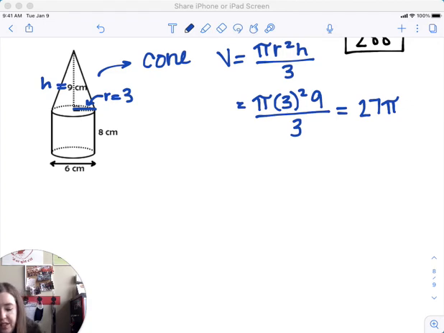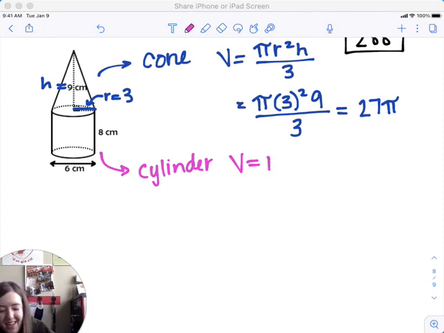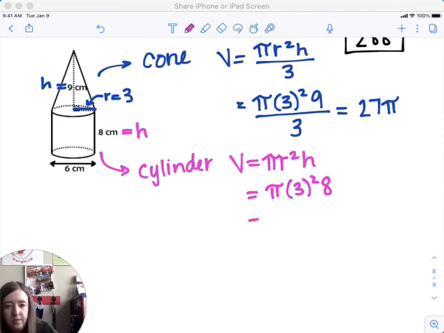Then we have that cylinder on the bottom. We're going to find the volume of the cylinder by taking pi times the radius squared times the height. We already figured out that for both of these, our radius was 3. The height of this cylinder, the distance between those two circles, is 8. So then we'll take 3 squared times 8 in our calculator, leave the pi off. We'll end up with 72.